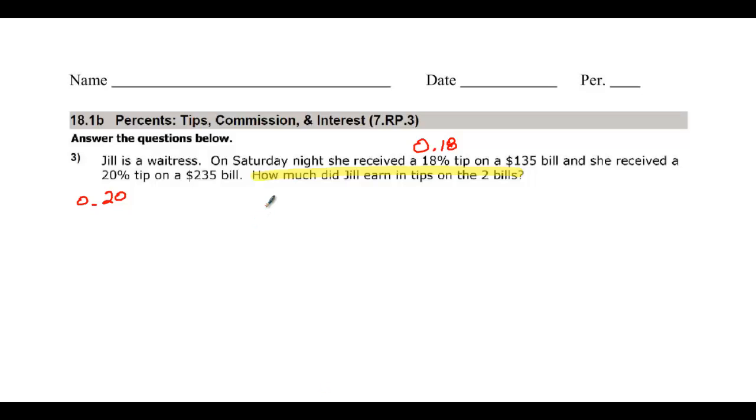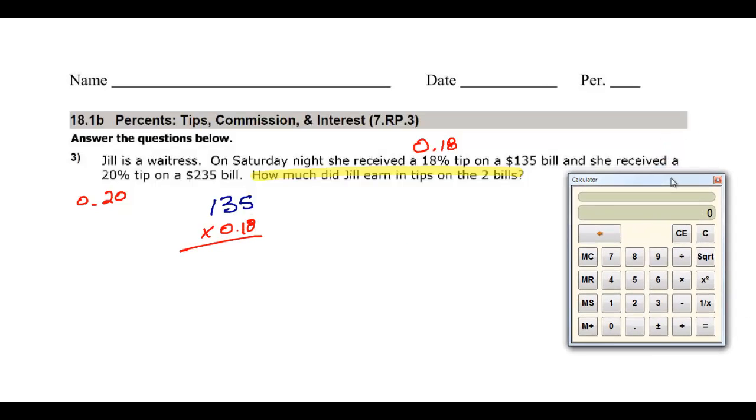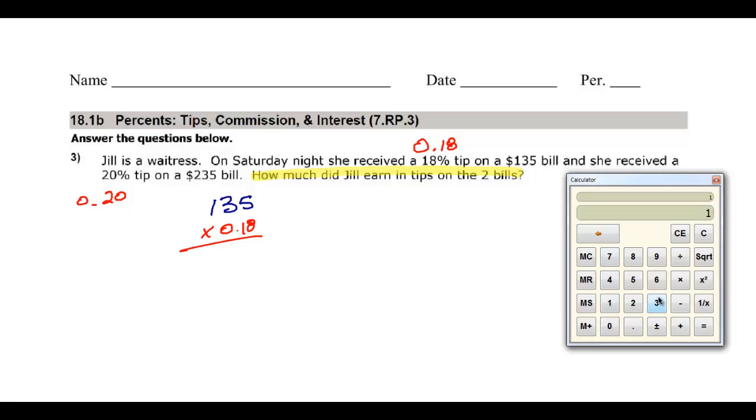So what we would do is take what Jill earned on the first bill. We have $135 times 0.18. And remember, we're using calculators for these, so we'll bring in our calculator. 135 times 0.18 equals, so for that first bill, she earned $24.30. This is all in money.